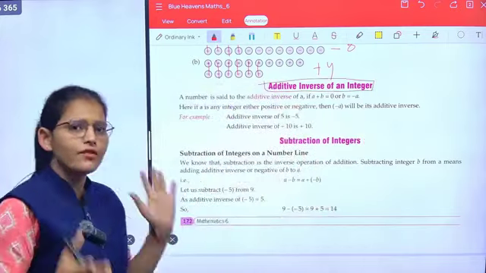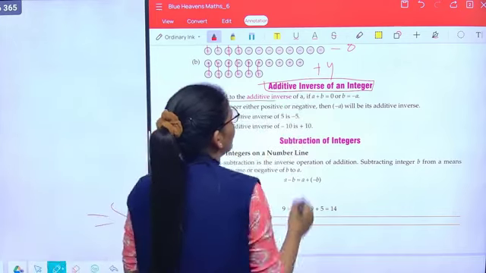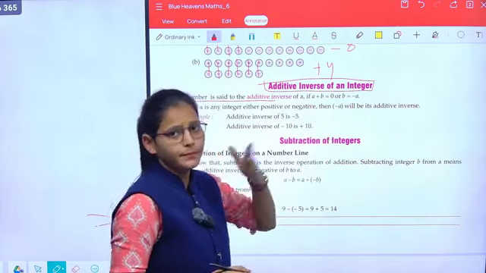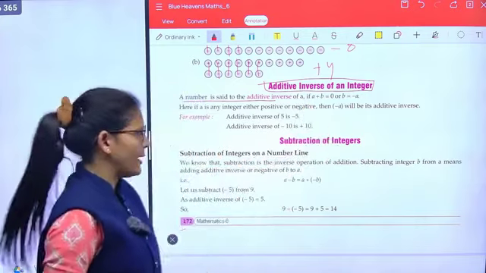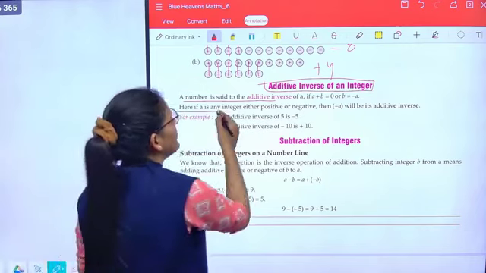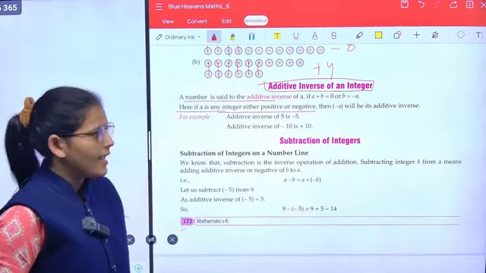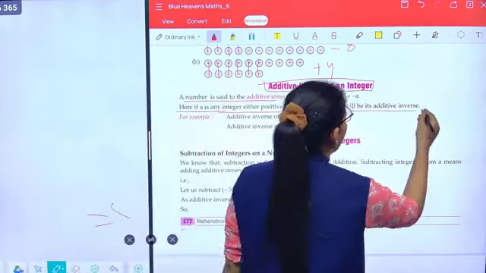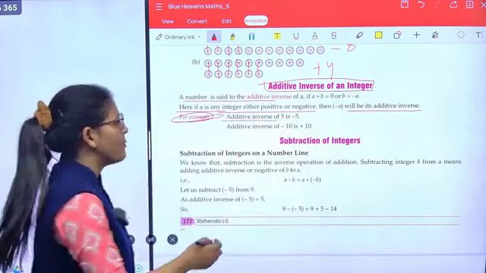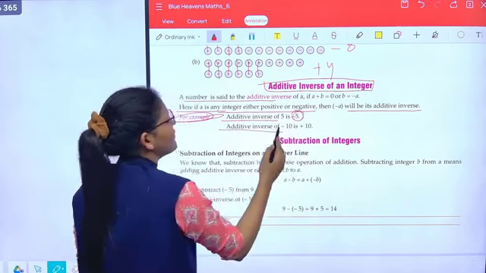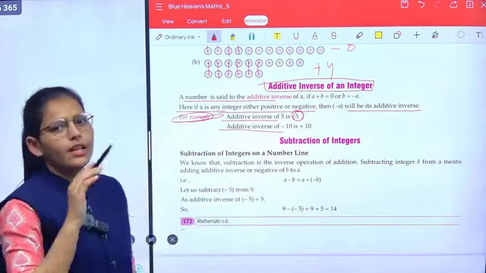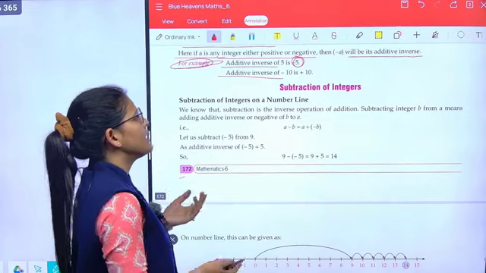Come on, additive inverse of an integer. Class, a number b is said to be the additive inverse of a if a plus b is equal to 0. Here, if any integer is either positive or negative, then minus a will be its additive inverse. You can see here, for example, additive inverse of 5 is minus 5. Additive inverse of minus 10 is plus 10. So class, if it is negative we will make it positive, and if it is positive we will make it negative. Class, it is additive inverse.